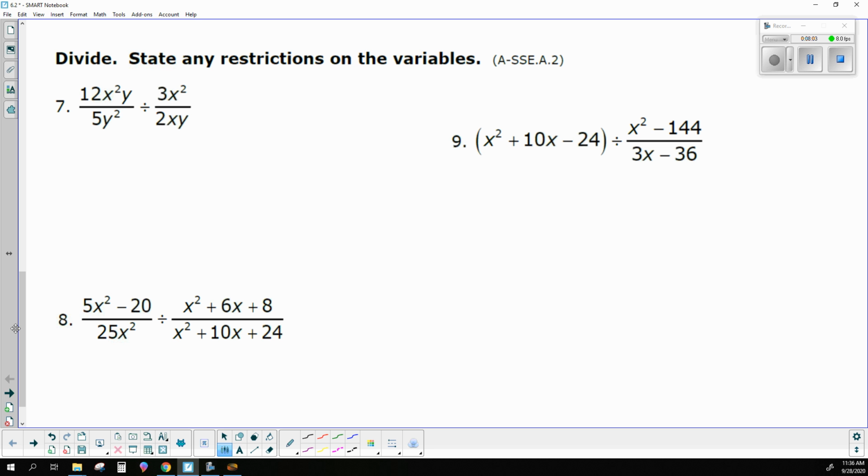Let's start by factoring, because that's always what we do. So let's do problem number 9, because it's got more factoring involved. Problem number 9 over here. Our first term, remember, is like all over 1, okay? So we're going to factor this out. We're going to have a plus 12 and a minus 2, all over 1. We are dividing. We're going to factor the first one. That's a difference of squares, so a plus 12 and a minus 12.